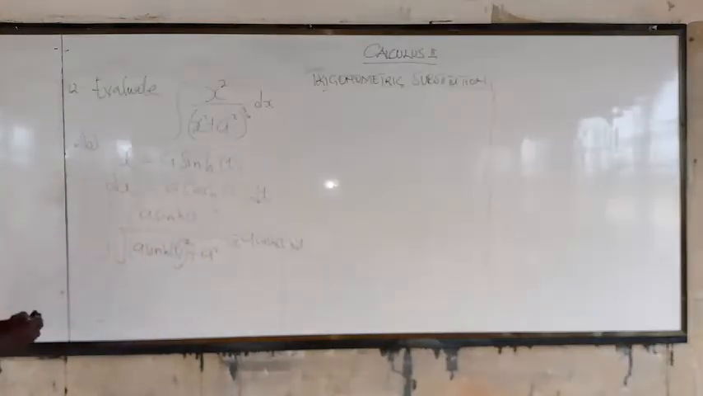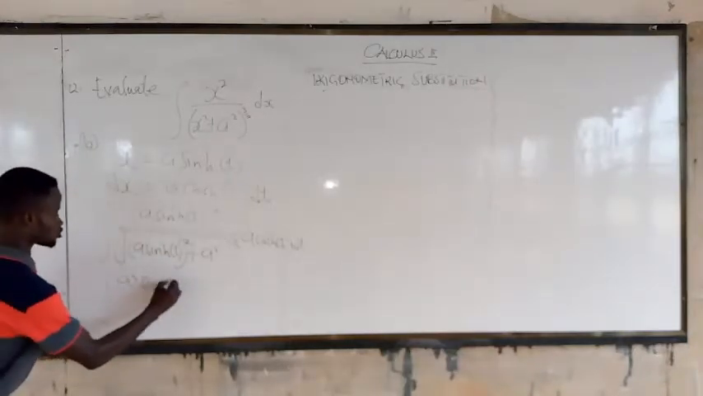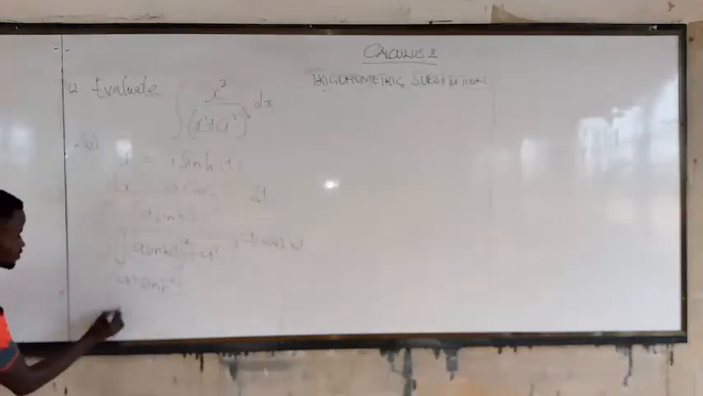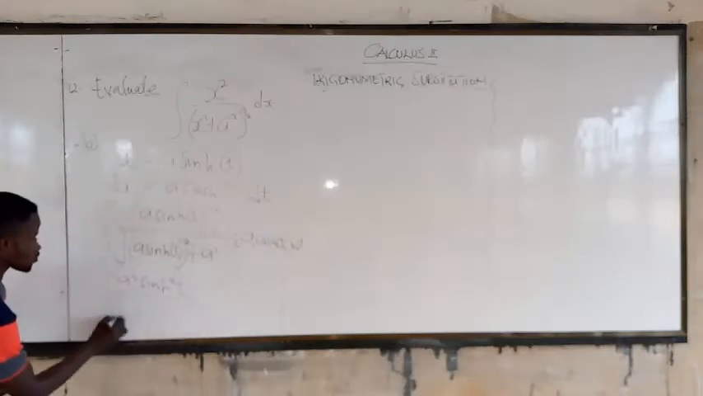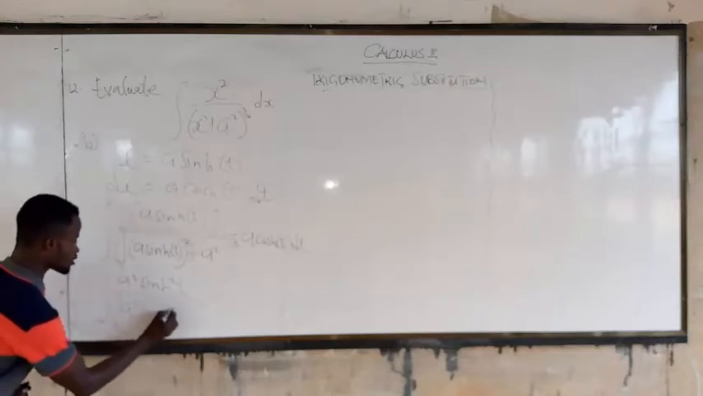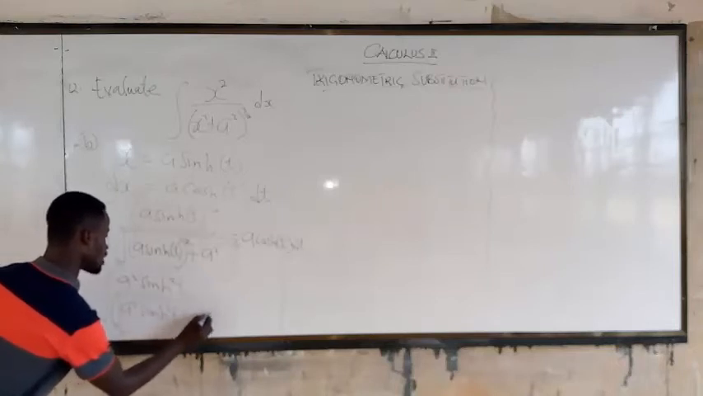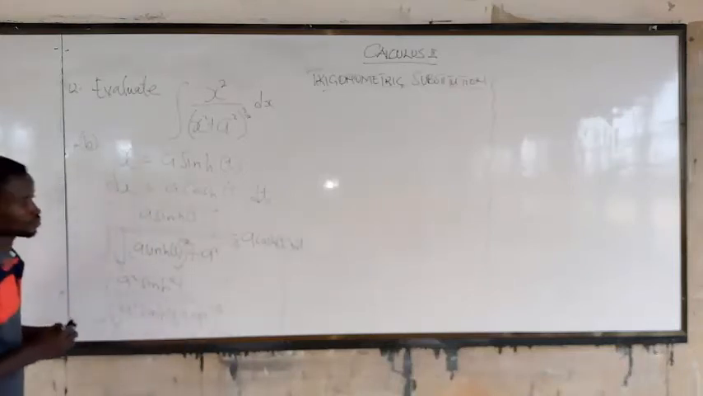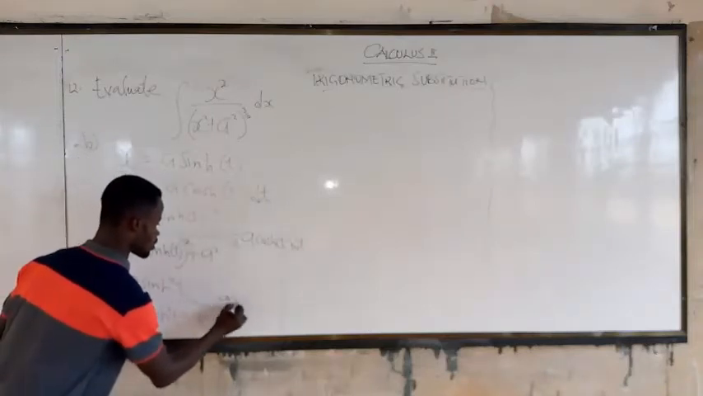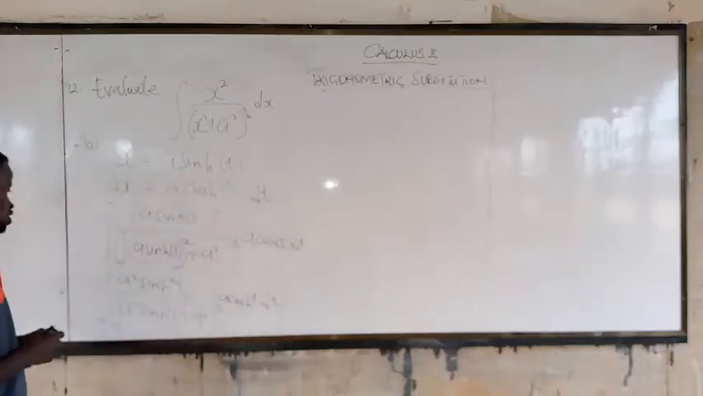Doing a substitution, you have to be taking your time, if not you will make a mistake. Here we get sinh squared t, all over the square root of (a squared sinh squared t plus a squared) all to the power 3. And with this, we get a cosh t dt. Very good.